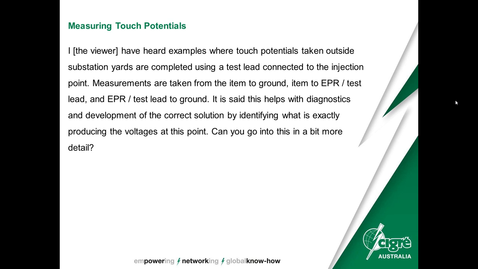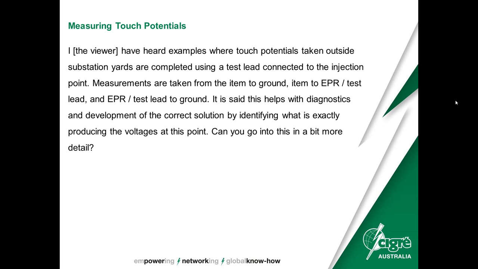We've got a substation that has an EPR of 1,000 volts. We've got an allowable of, say, 400 volts. And when we get to this fence that's 10 metres away from the substation, we measure 500 volts. We've got a non-compliant touch voltage. It's 50% of EPR, and it's non-compliant by 25%. How do we fix it?